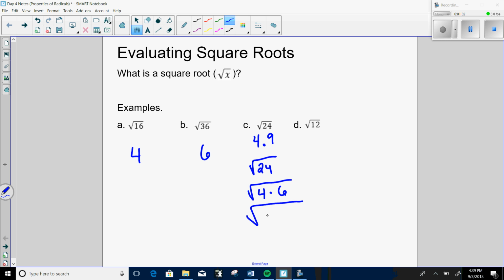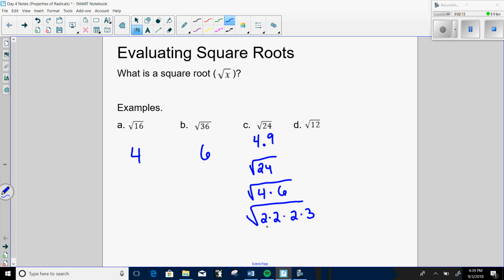We'll take 4. 4 can break down to 2 times 2. 6 can break down to 2 times 3. Well, notice 2 times 2 is 4. 2 times 3 is 6. And if I multiply those together, I get all of this. If you multiply 2 times 2 times 2 times 3 together, you're going to end up with 24. So this is the same thing as what I started with.